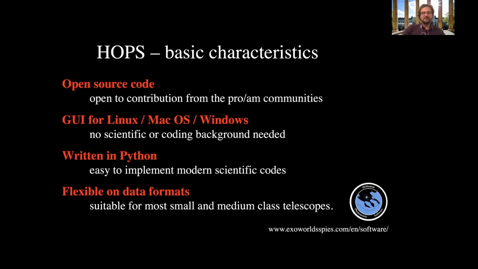Python is the most commonly used language among astronomers and data analysts in astronomy. So it would be easy to implement new stuff, and it's quite flexible in data format. So it should be suitable for most small and medium class telescopes, the ones that usually do not need any dedicated calibrations for the data. Of course, in my everyday life, I work with Hubble Space Telescope. It would not work for Hubble Space Telescope data because they're very specific, but with smaller and medium scale telescopes, that would work very well.